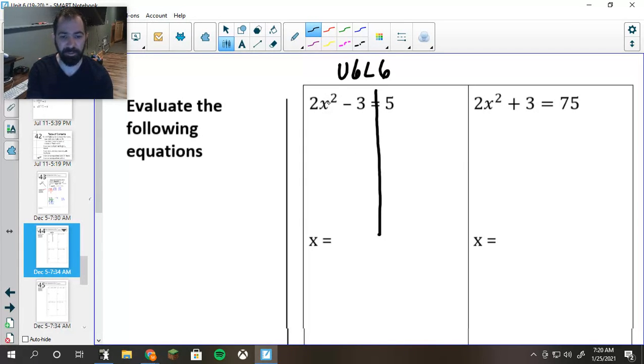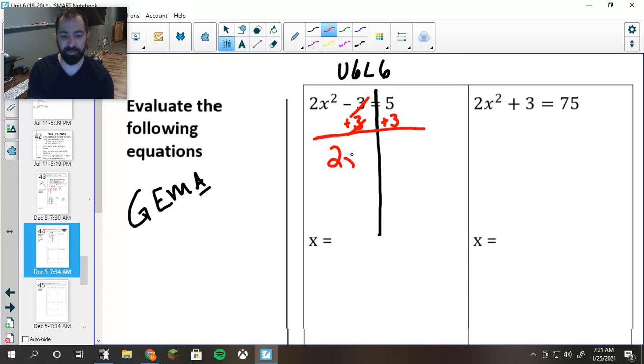So first thing you want to do is get rid of this plus 3. Remember, we're working with the opposite order of operations, so we want to start with addition and subtraction. Okay, here is some subtraction. Opposite of subtract is add, and so we have plus 3. We end up getting rid of those. We're left with 2x squared equals 8.